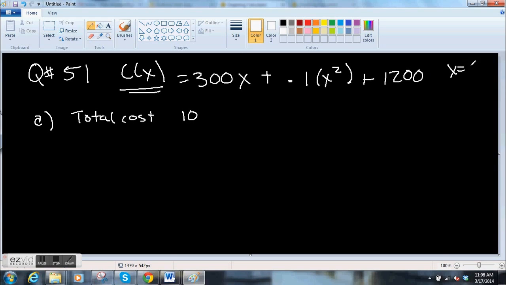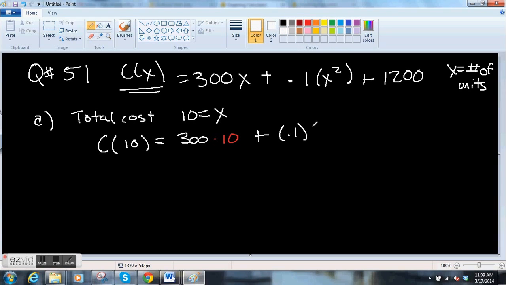In this case, x is equal to the number of units. That's often how it works with these cost functions. X is equal to the number of units. So we're looking for the total cost when x equals 10, so we're going to plug 10 into this equation: 300 times 10 plus 0.1 times 10 squared plus 1200. And now we plug it into our calculator.